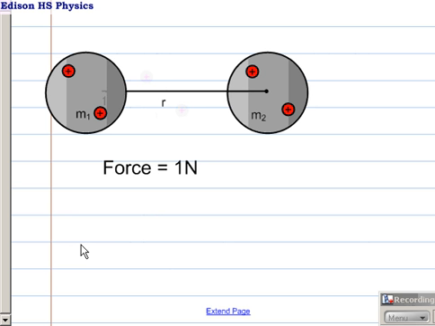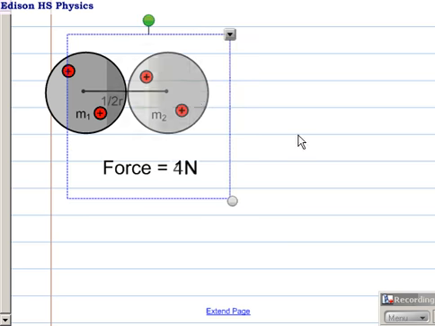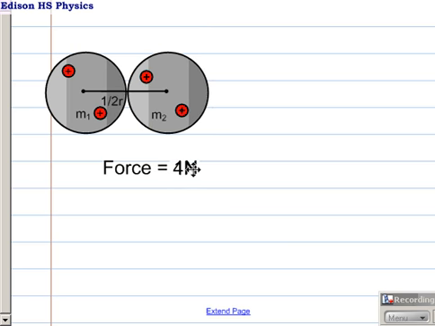Now, just like gravity, it depends on how close they are to each other. So if I take this sphere and move it closer, I get a force 4 times greater. I've halved the distance, and the force is 4 times greater, not twice as great, like it would be if it was inversely proportional.